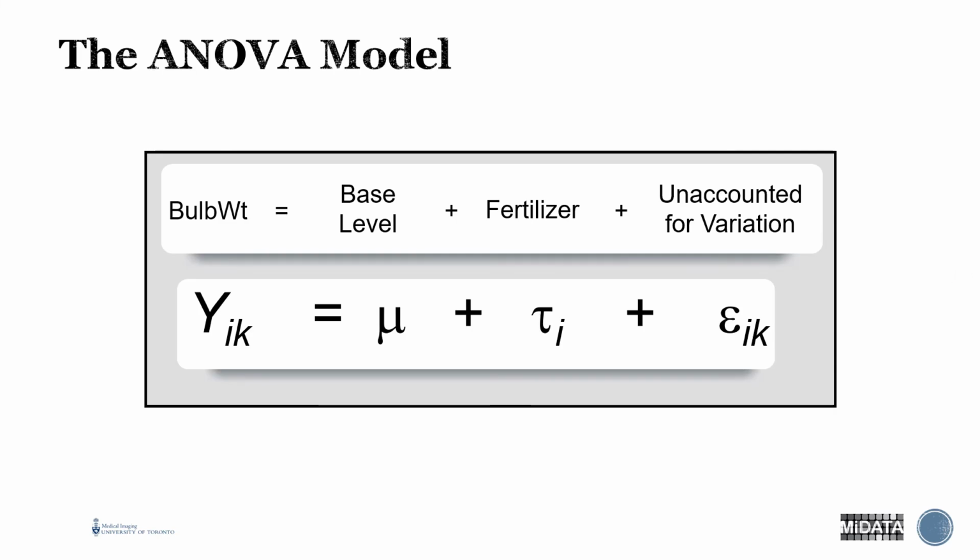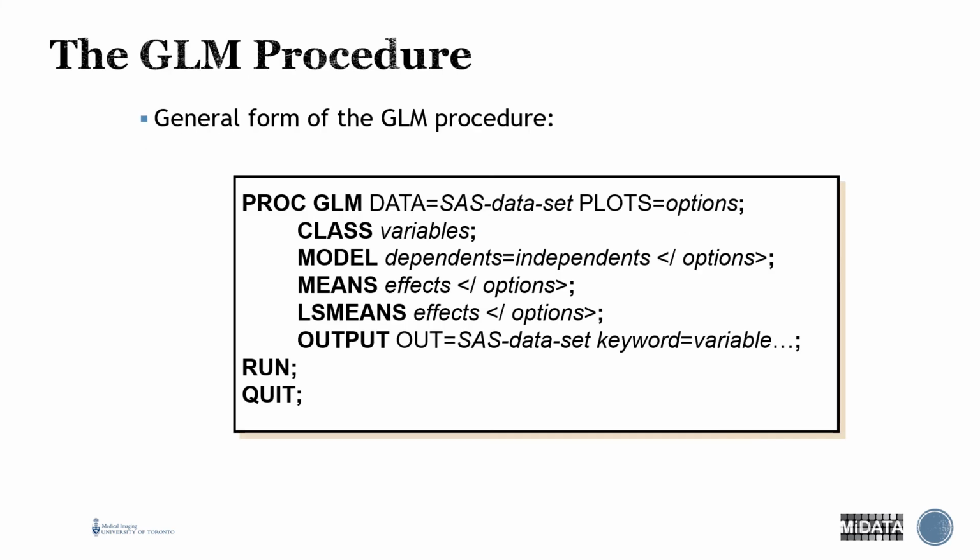This, once again, is how you would write your equation. We've covered this, but this is just a little refresher. So our example for bulb weight, we have our base level, which is our intercept. We have fertilizer, which is our group variable. And then we have our unaccounted for variation, which is typically called error. The GLM procedure is the one we go to in order to perform our one-way ANOVA. Once again, we have seen this before, but here's a nice little refresher for you.